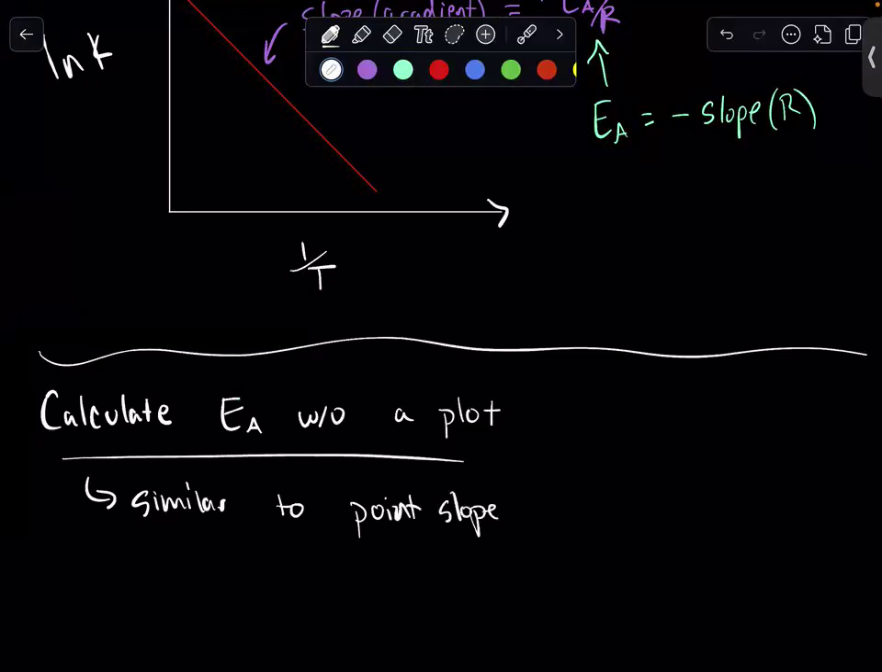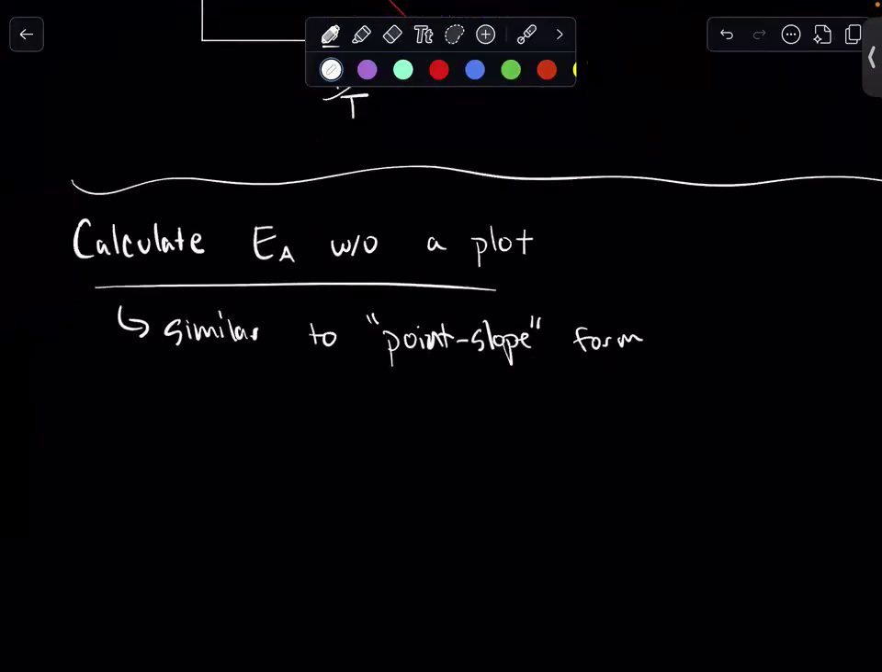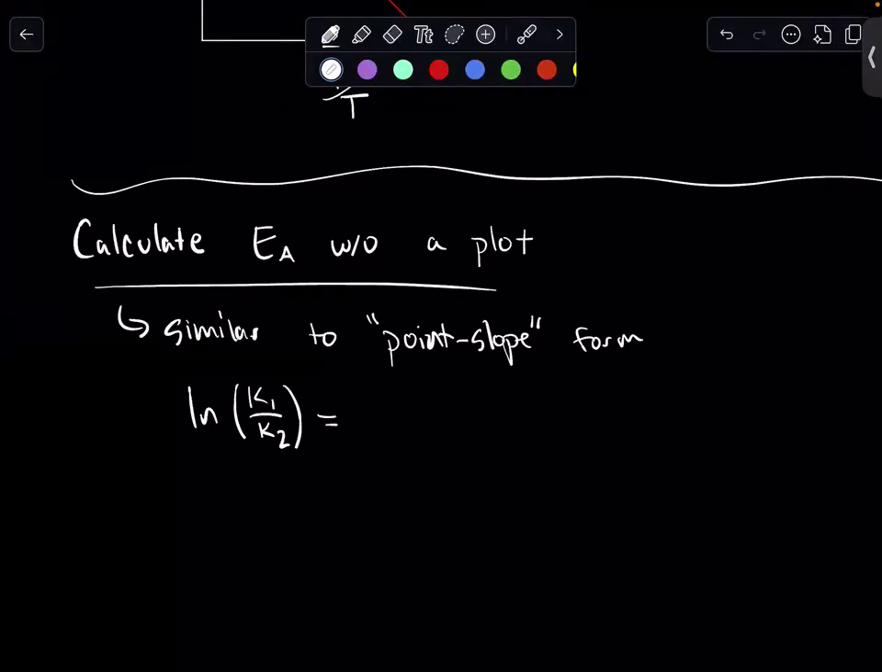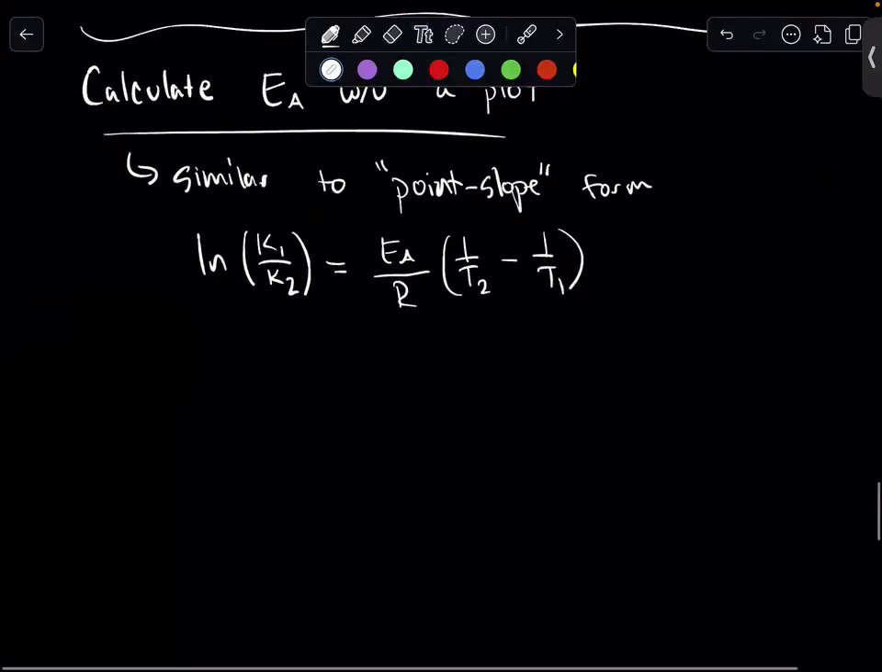Point slope form. Whenever we have 2 points, like 2 rate constants, we can take both of those and put them into our equation, and we get this version of our Arrhenius equation, with 1 over T2 minus 1 over T1. So now we can solve for the activation energy by only using 2 temperature and 2 rate constant data points. We'll do a quick example of this before we finish off today's video.